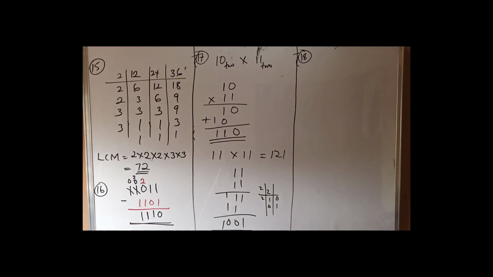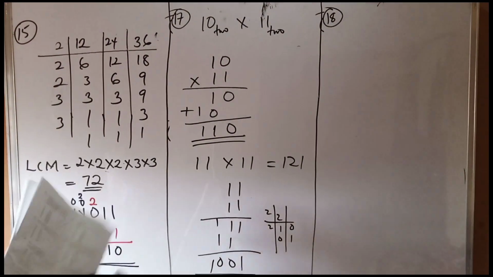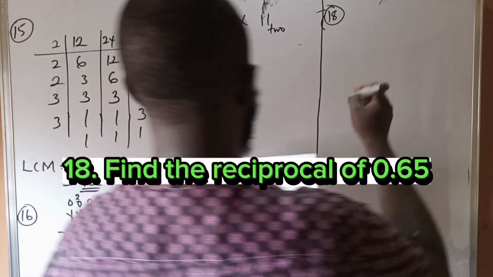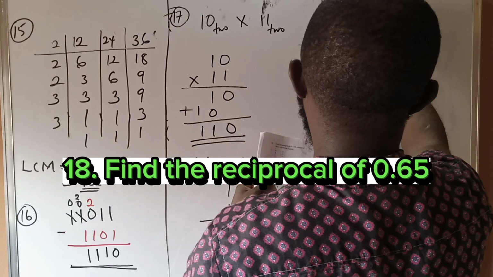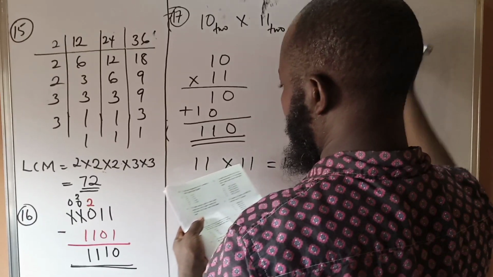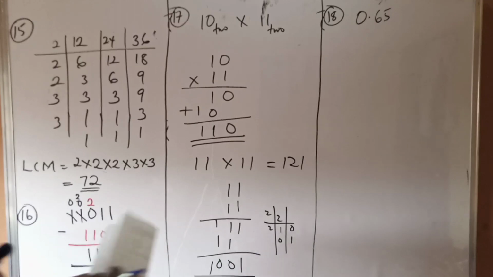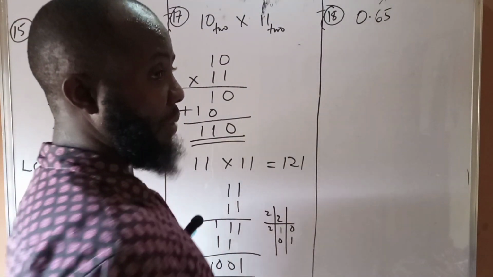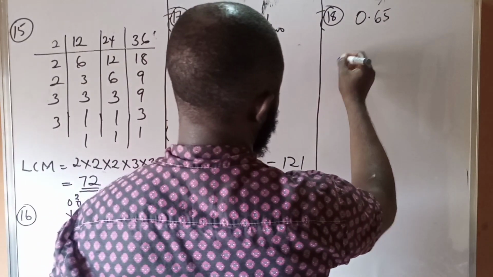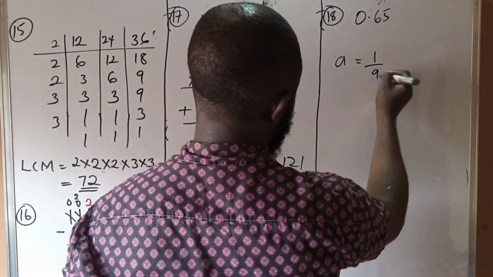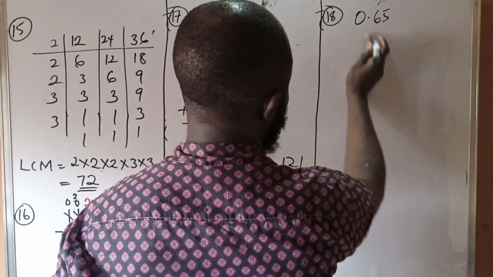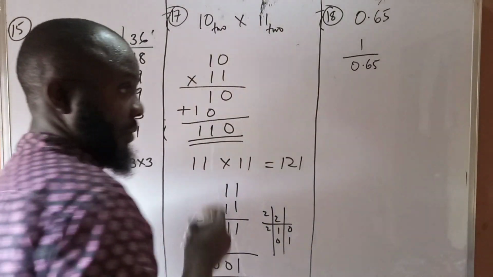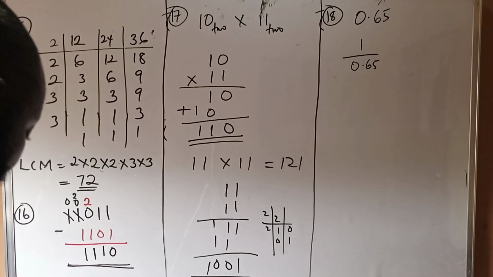For question 18, find the reciprocal of 0.65, correct to 3 significant figures. The reciprocal of a number means you divide 1 by the number. The reciprocal of A is equal to 1 over A. So the reciprocal of this means 1 divided by 0.65. Hope I'm making sense. This is what we call the reciprocal of any number.